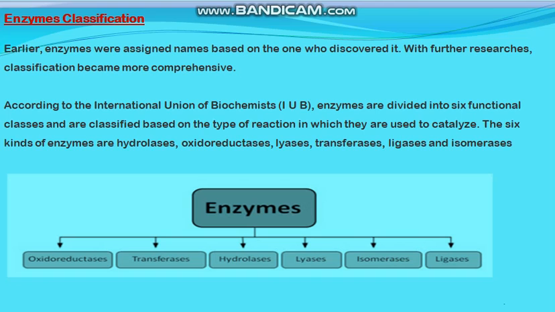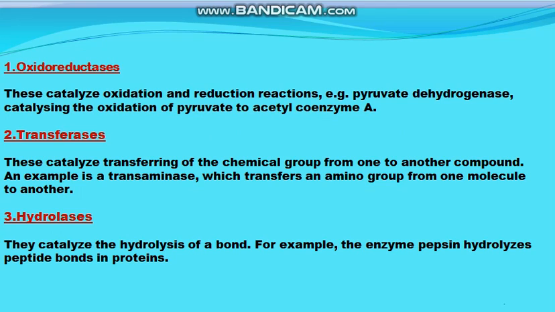Now we will talk about them one by one. So first is the oxidoreductases. What are oxidoreductases? These enzymes catalyze oxidation and reduction reactions. For example, pyruvate dehydrogenase. This pyruvate dehydrogenase catalyzes the oxidation of pyruvate to acetyl coenzyme A.